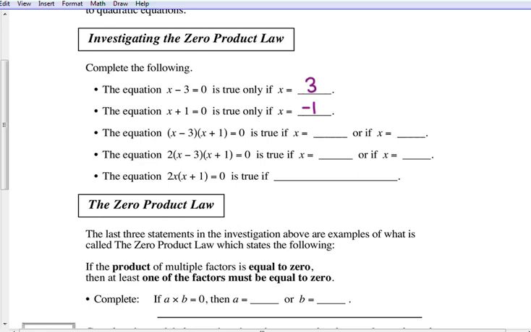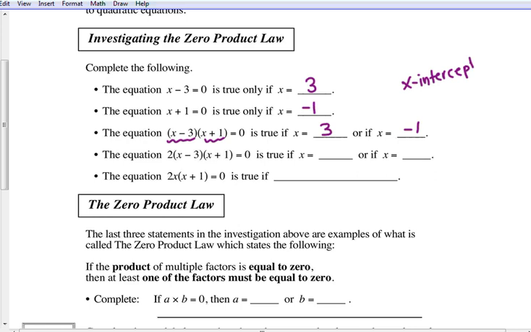Now, if it says the product of these two numbers, the product, x minus 3 times x plus 1, it has to equal 0. It's true if, well, only one of them has to be 0, right, to make a product 0. 0 times any number. So if x was, what about the first one? What would make this 0? 3 or negative 1. Because negative 1 plus 1. So those are going to be the x-intercepts.